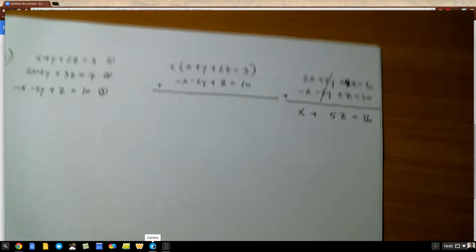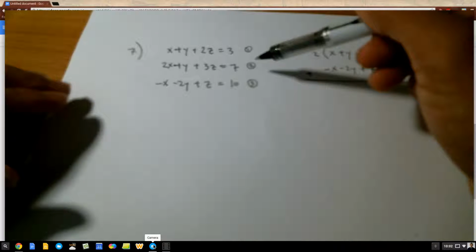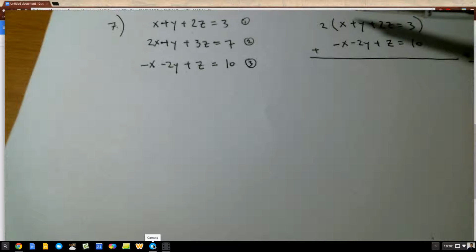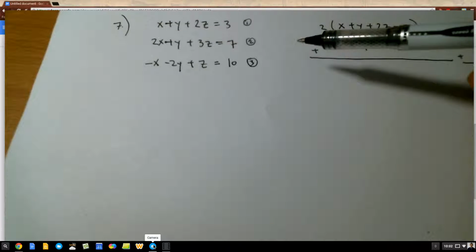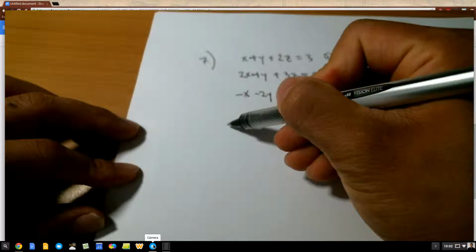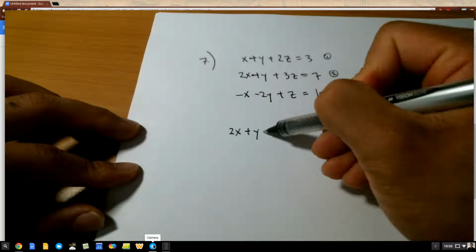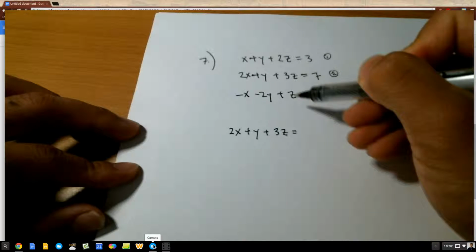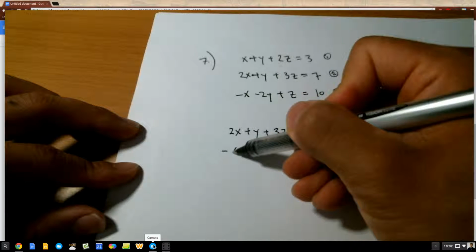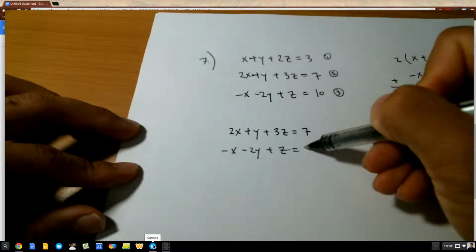Now we have to go back and choose another equation to get rid of the y. So we said it was 1 and 3, so now let's do 2 and 3. I'll rewrite 2 and 3. Equation 2 is 2x plus y plus 3z is equal to 7. And I'll just rewrite equation 3: negative x minus 2y plus z is equal to 10.